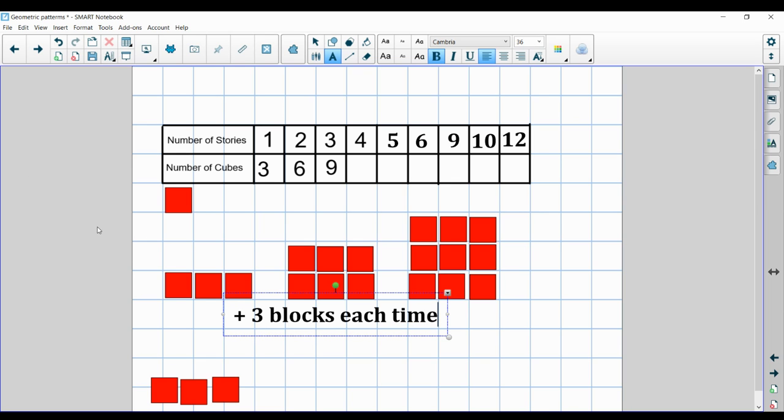Going across, if you notice, there's another pattern. There's not only a pattern going horizontally, that means across, but there's also a pattern going vertically. So if I go from 1 story, 3 cubes, 2 stories, 6 cubes, 3 stories, 9 cubes, take a second and figure out, what do you think the pattern is that goes from 1 to 3 and 2 to 6 and 3 to 9?